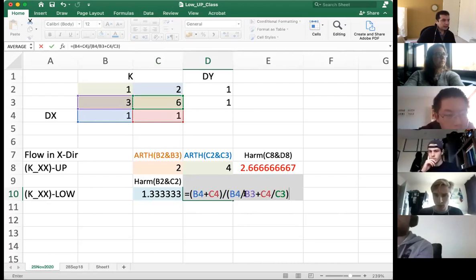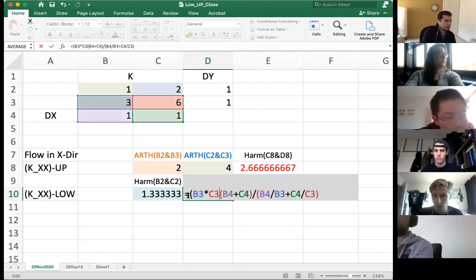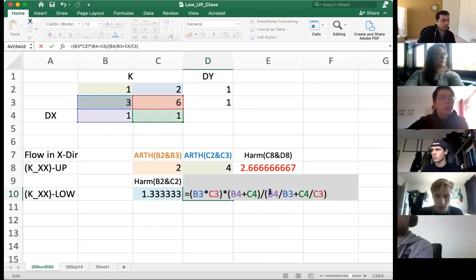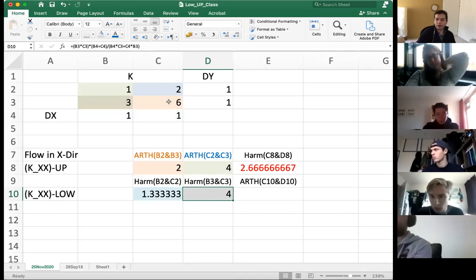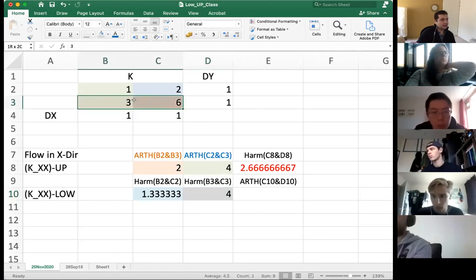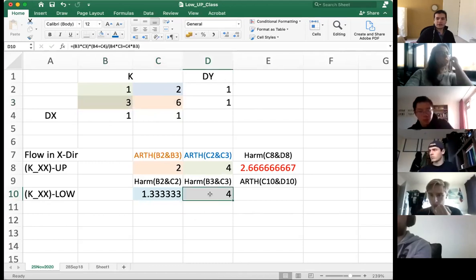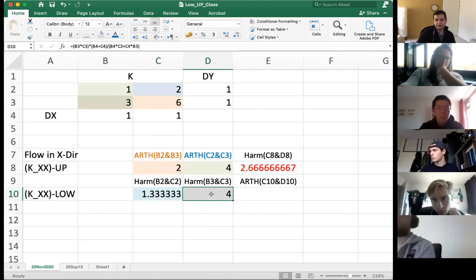To make Excel like me, I am going to multiply B3 and C3 with this. So B3 times C3 will be multiplied with the numerator. For the denominator, B3 times C3 divided by B3 will be C3, and B3 times C3 divided by C3 will be B3. Enter. I get 4. The harmonic average between 3 and 6 is 4.